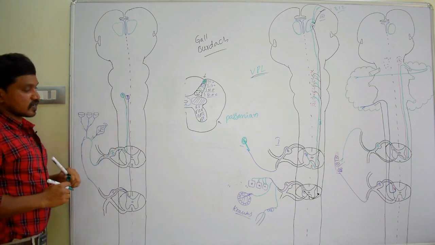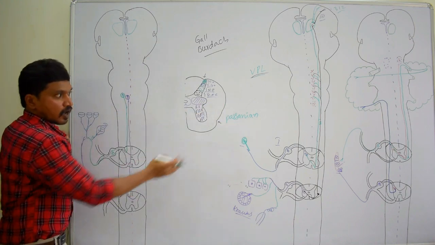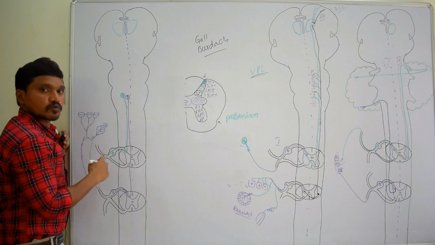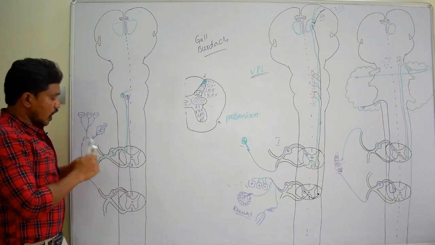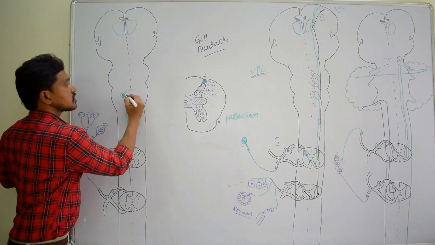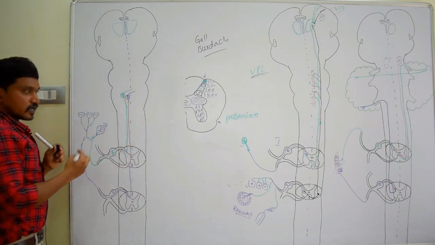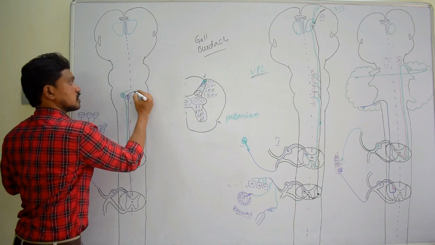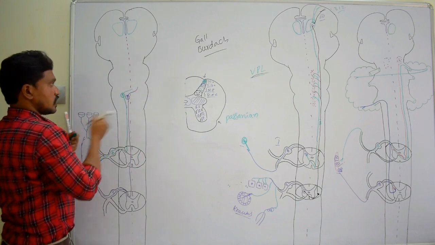Now the second order neurons are started. These second order neurons have seen all the tracts. All the tracts are crossed and they think, why don't we? Then they crossed. So they cross to the opposite side as internal arcuate fibers. Then they ascend up as the medial lemniscus.